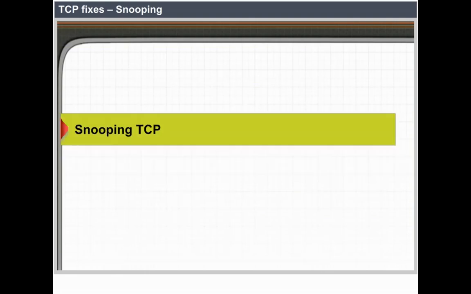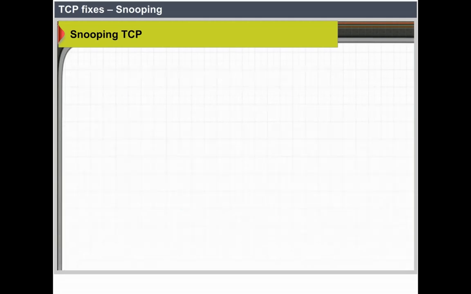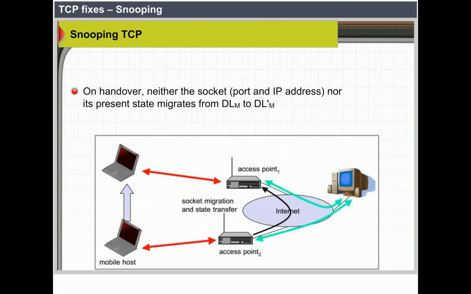Snooping TCP. When there is handover of the MN while visiting a foreign network, the packets for transmission are now snooped into at the DLM at the other end. On handover, neither the socket port and IP address nor its present state migrates from DLM to DLM.